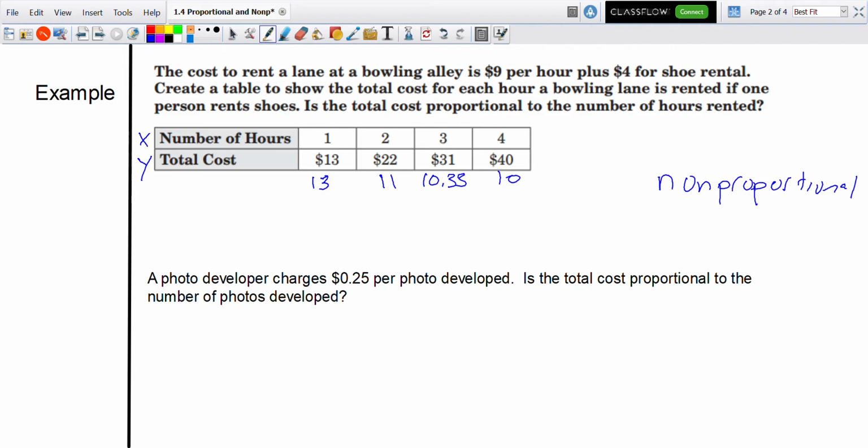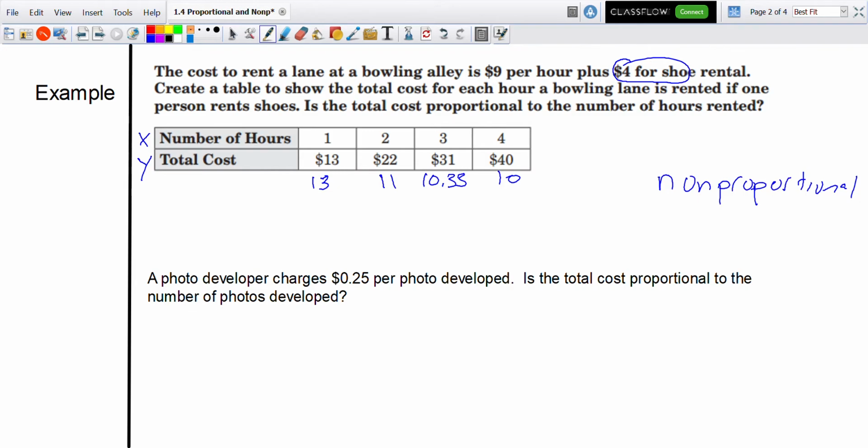Right? There is no constant COP. Okay, so at the very end, at 4 hours, it ends up costing you $10 per hour. The reason for that is that over time, the cost of your shoes becomes cheaper and cheaper per hour. You're always going to pay $4 for those shoes. Over more time, it costs less per hour. But we move on.